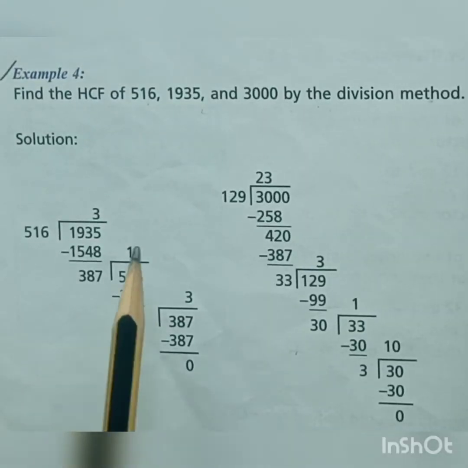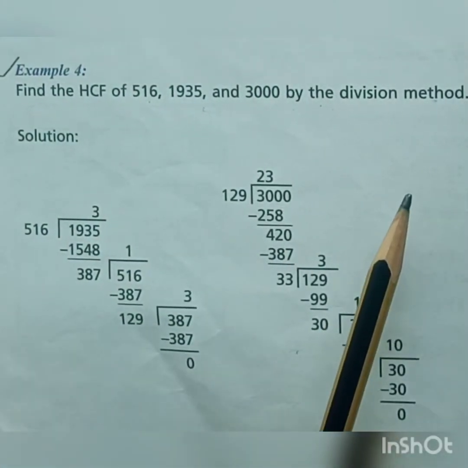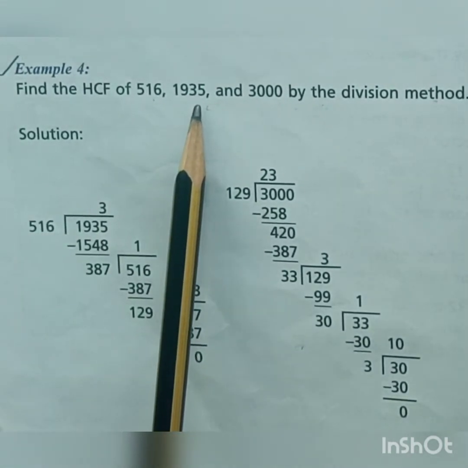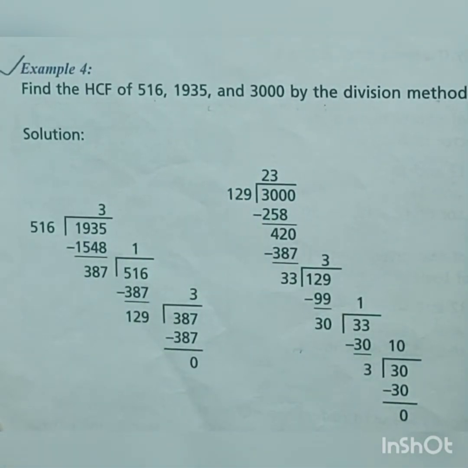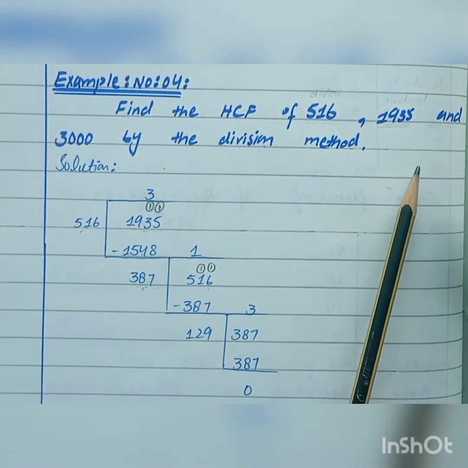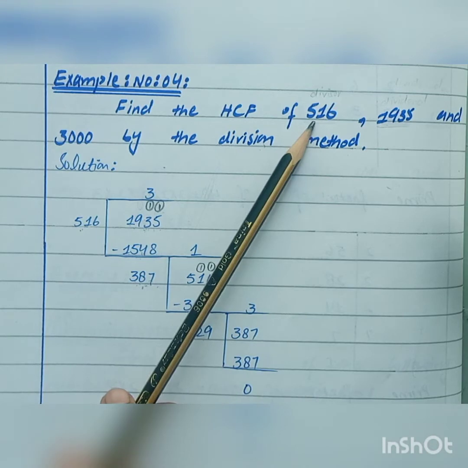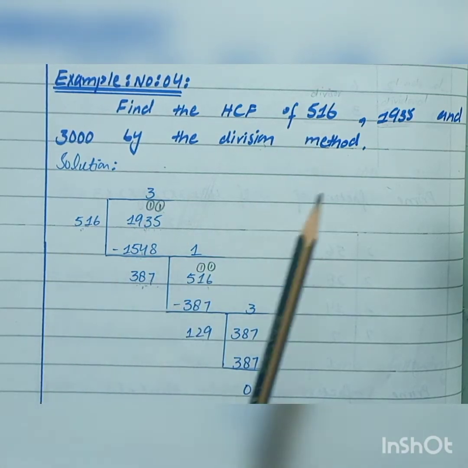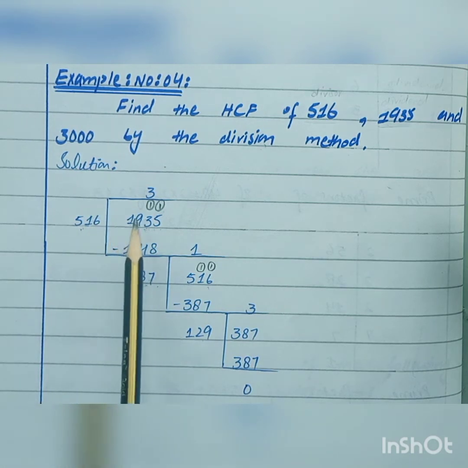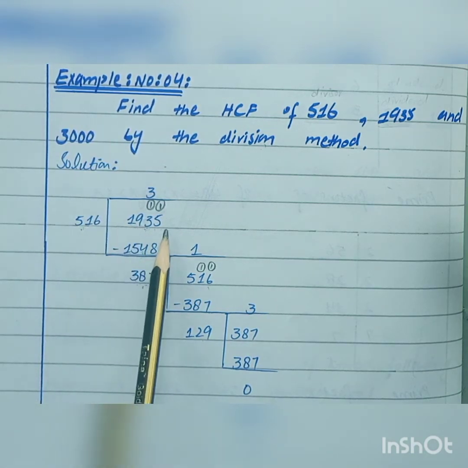Students, next we solve example number 4, which is about the division method. Find the HCF of 516, 1935 and 3000 by the division method. Firstly, find the HCF of the first two given values, 516 and 1935, where 516 is the smaller value, so we take it outside of the bracket, and 1935 inside of the bracket. Next, divide both these terms, 516 and 1935.